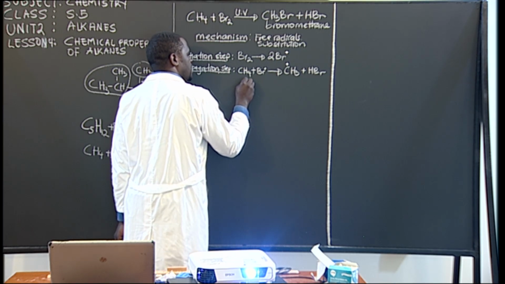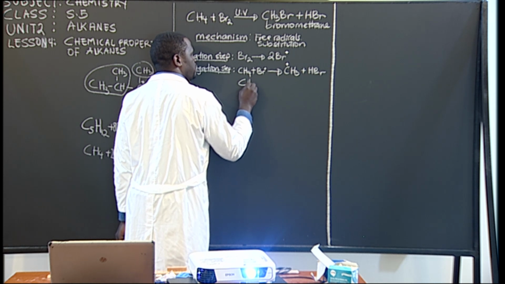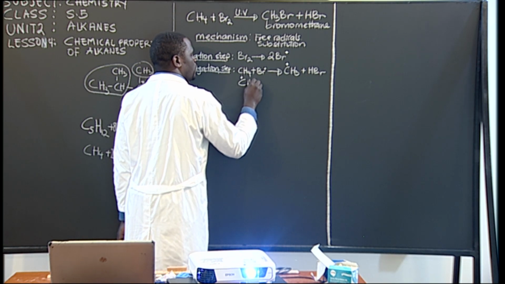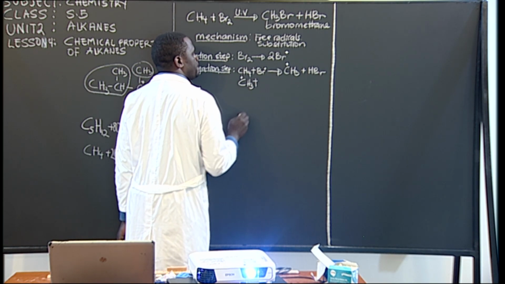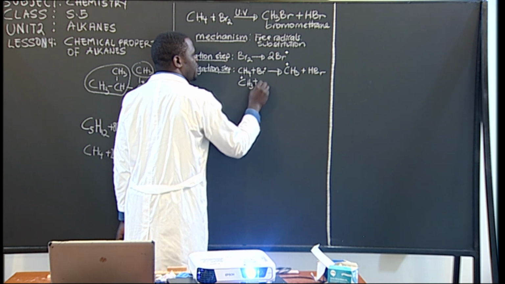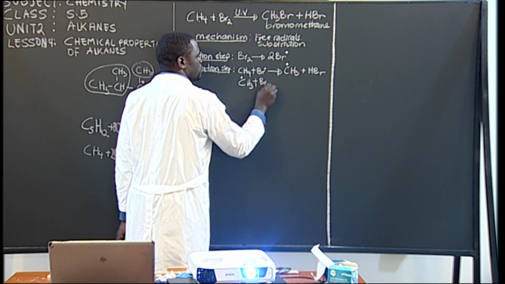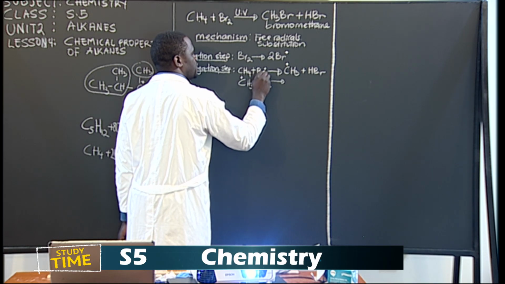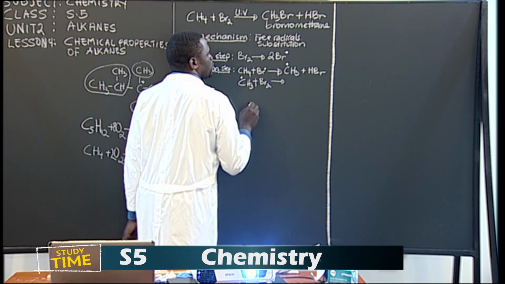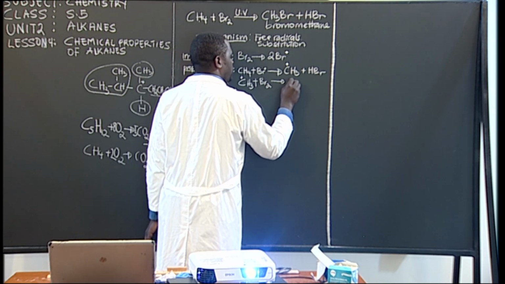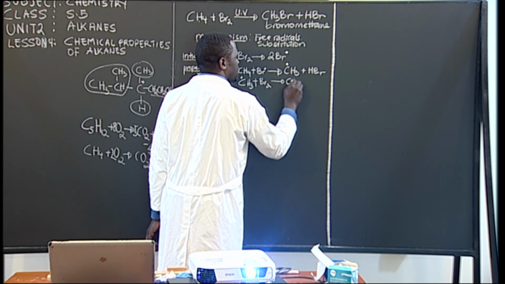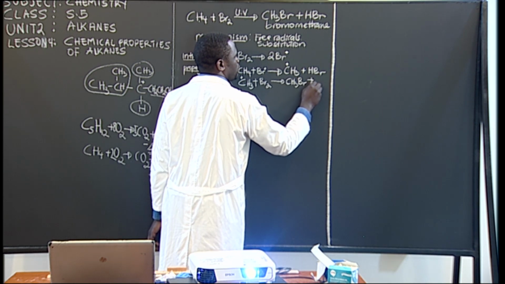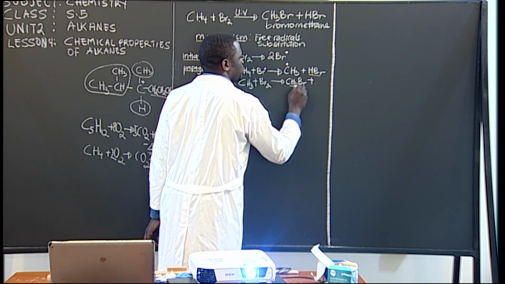Then this radical here, which we have formed, can combine with a fresh bromine molecule. So you see here in propagation, we have molecule, radical, radical, molecule. Then we can form again CH3Br. So I've shown you one of the methods showing us how we produce our products. So we have produced some of them.